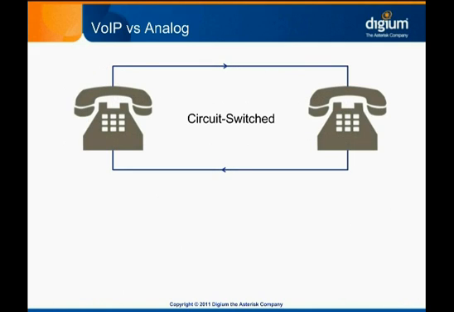In analog telephony, a dedicated circuit is established between 2 endpoints of a call. That circuit is a fixed path between the endpoints where audio can be transmitted and received reliably. If the circuit is broken or destroyed, the call is dropped.